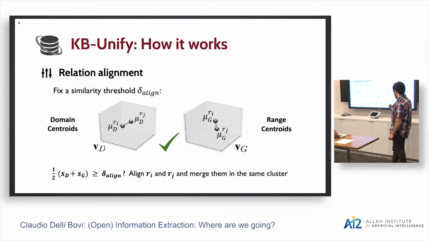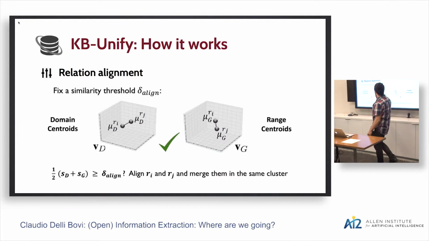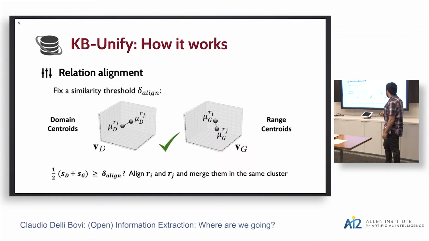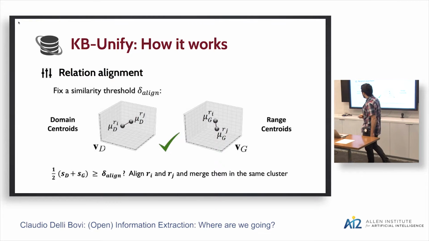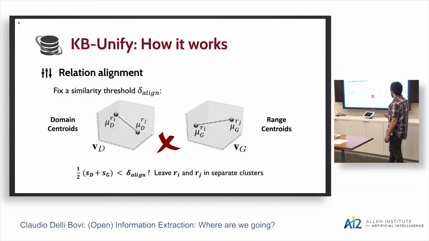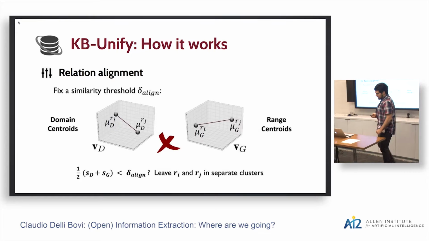Then you can see that if you have domain centroids and range centroids that are close enough, then you will say, well, maybe these two relation patterns actually express the same relation, and you merge them in the same cluster. Otherwise, you just keep them separated. And that's basically it. This is the whole thing.